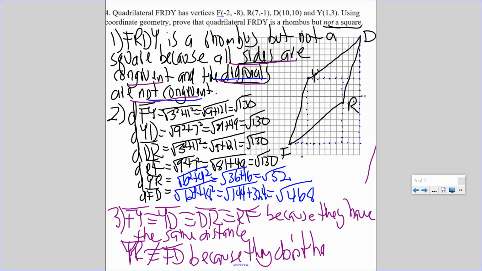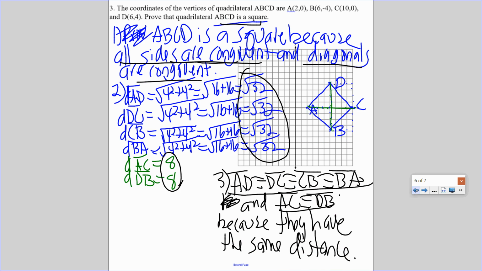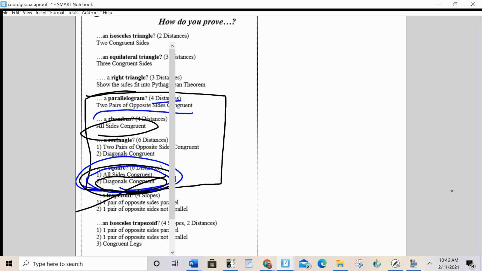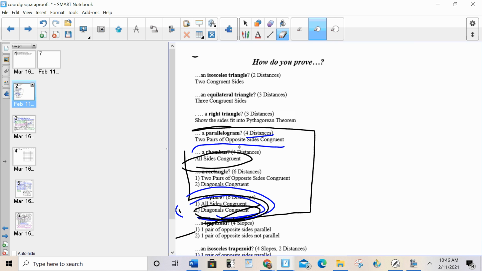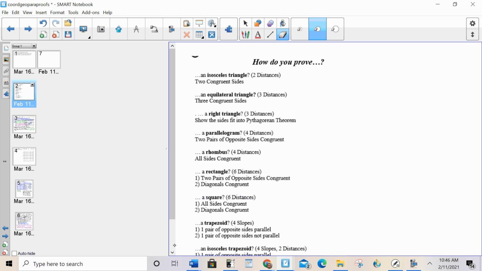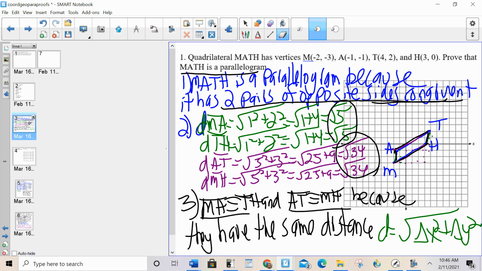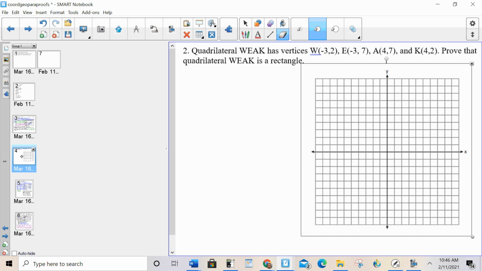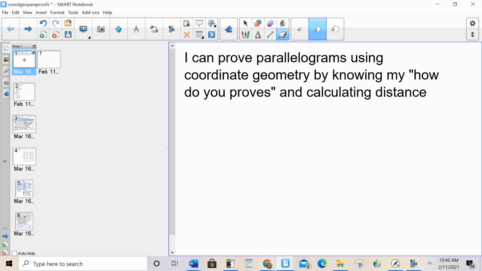And this would be a 6-point Regents question. It's really not bad once you practice it, and it's a lot of points that we can get. So I can prove parallelograms by knowing my how do you proofs. Again, this sheet right here, you should be referring to throughout this entire unit. I need to use my how do you proofs. And then once I have my how do you proofs, I just need to calculate the distance and put it into the structure of proof. Use these as examples. There's only one example that I skipped. That's what you can do for homework. And I hope everybody practices this and have a great day.